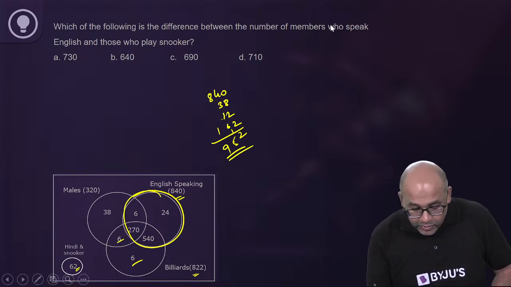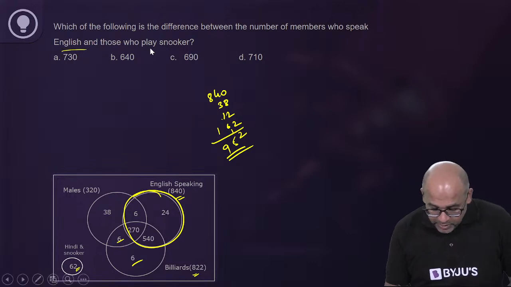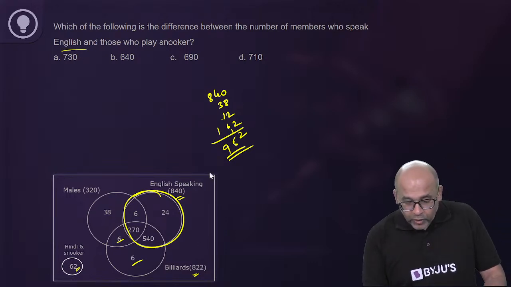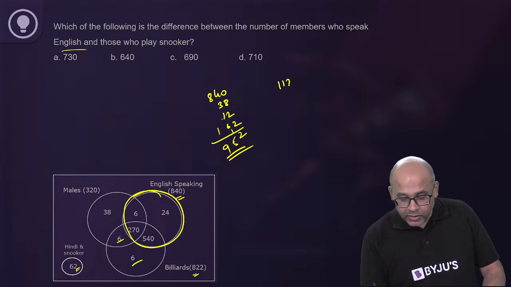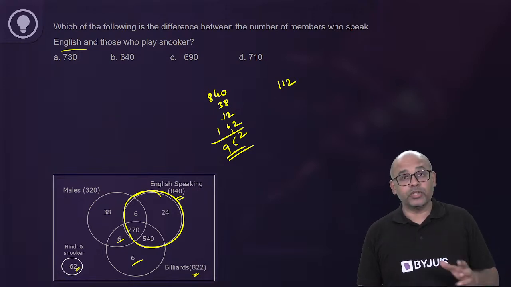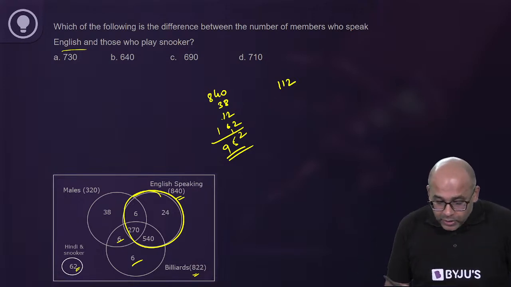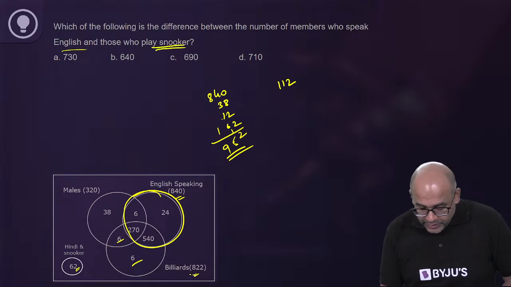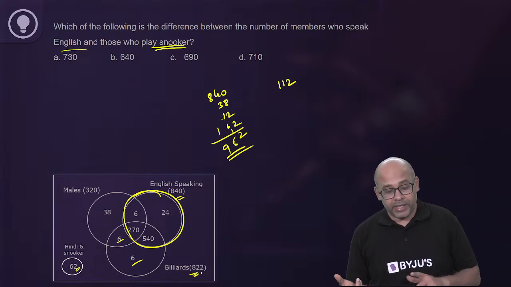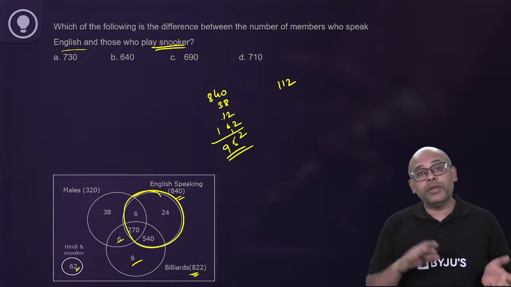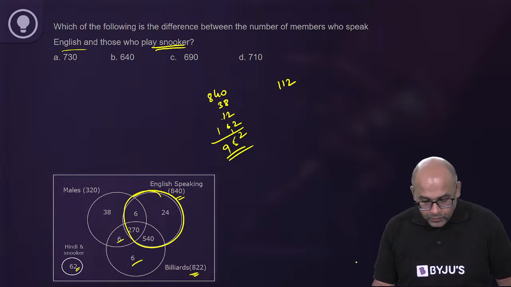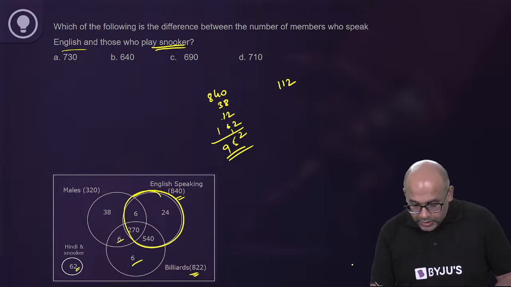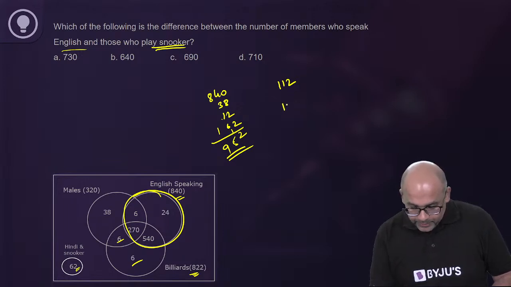So the number of members who speak English: 840 out of 952 speak English, so how many do not speak English? It will be 112, because the total should be 952. And those who play snooker: how many people play billiards? 822. If 822 play billiards, the others will play snooker. How many are there? It will be 952 minus 822.